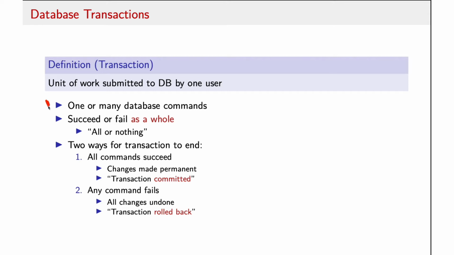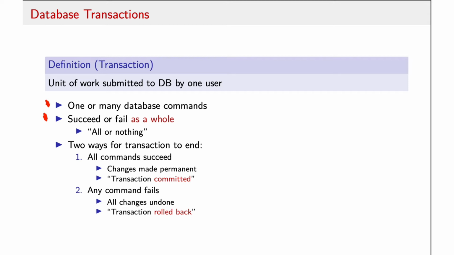So the transaction is going to contain one or many database commands. Could just run a single command. That could be a transaction. Could have multiple commands as a transaction. And the idea here is that we want that group of database operations or database commands to succeed or fail as a whole. So it's kind of an all or nothing proposition.